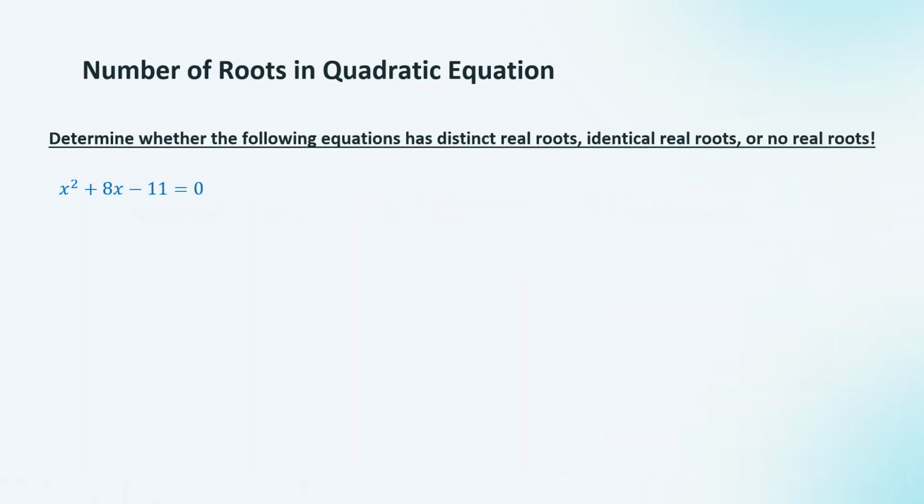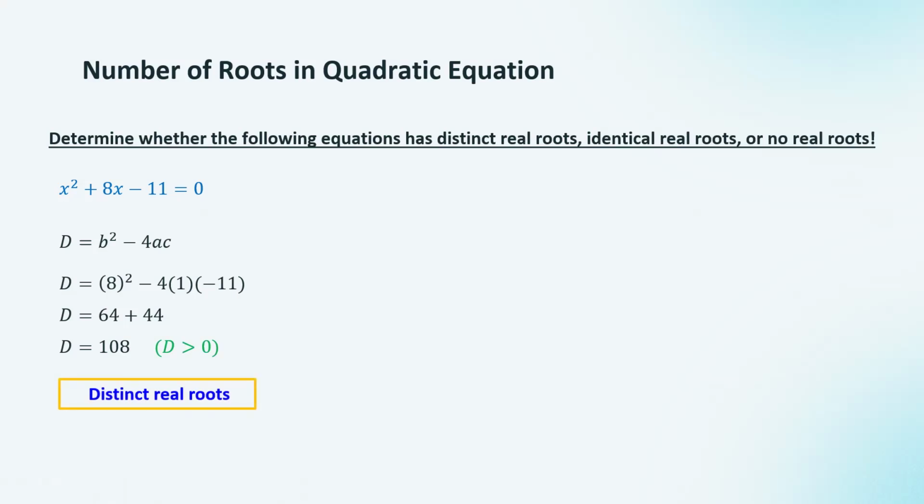Right, let's try to get on with the examples. We need to determine whether the following equations will have distinct real roots, identical real roots, or no real roots. Again, we just have to check the discriminant. So we can find the a, b, c values and then input them in the discriminant formula. We get that in this case, the discriminant will be positive. And since the discriminant is positive, it will have distinct real roots.